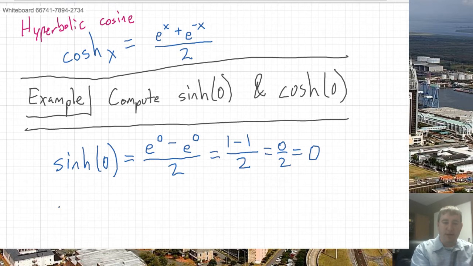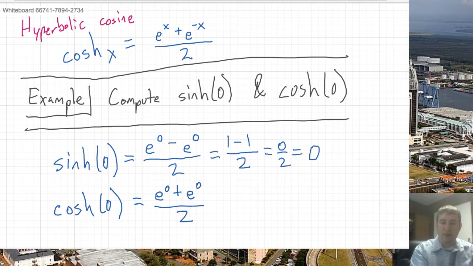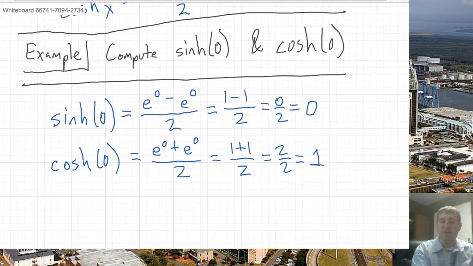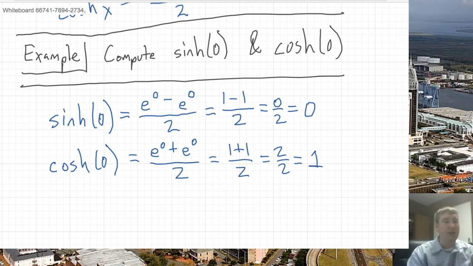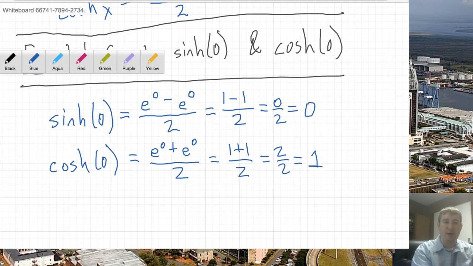And what about hyperbolic cosine? Well, it's the same thing. It's just that you have a plus instead of a minus in the numerator. So I'll get 1 plus 1 over 2. And 2 divided by 2 is 1. So there's one of the first similarities between hyperbolic sine and cosine, because sine of 0 is 0, cosine of 0 is 1. Same thing for the hyperbolic versions. So that's it for that problem.